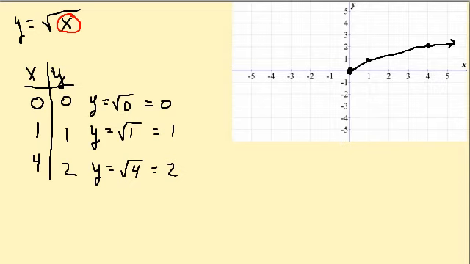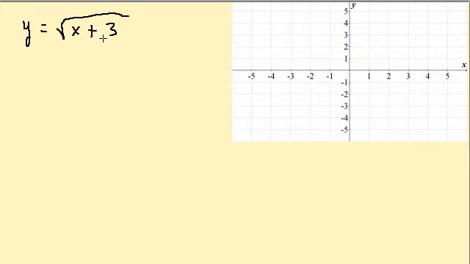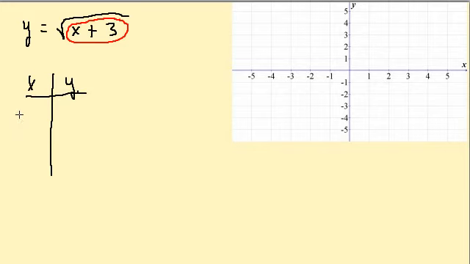So let's look at one more. Y equals the square root of x plus 3. We're going to make our XY table. First number I pick, what makes underneath the radical 0? So what makes underneath the radical 0? Well, that's going to be what? -3. Then we pick two numbers larger than -3.